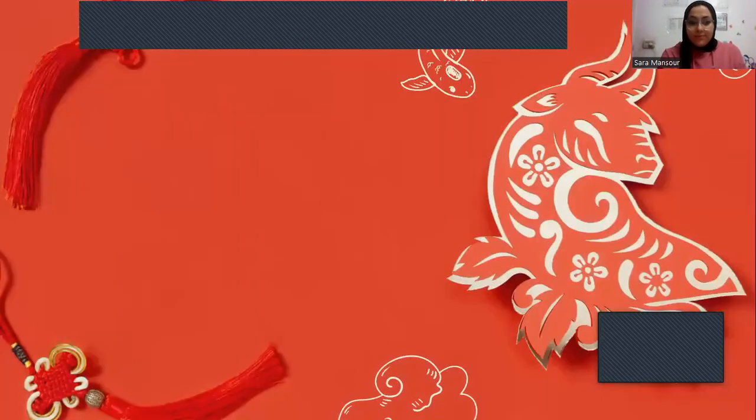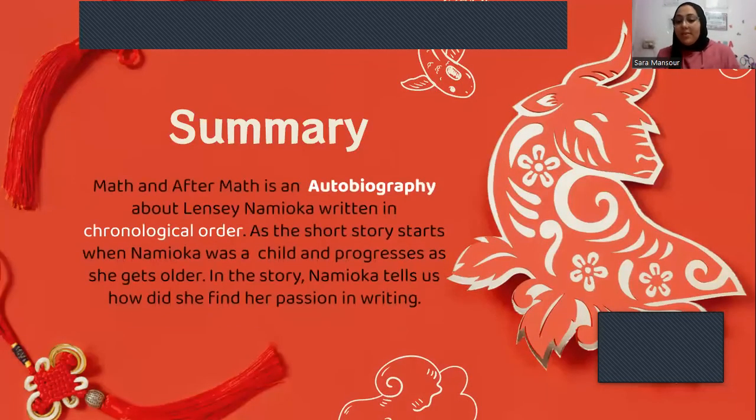Let's talk about the summary. Math and Aftermath is an autobiography. And actually, an autobiography is a story written by someone about his or her life. Math and Aftermath is written in chronological order. Chronological order is an order that depends on talking about events from the day of birth till the day of death.